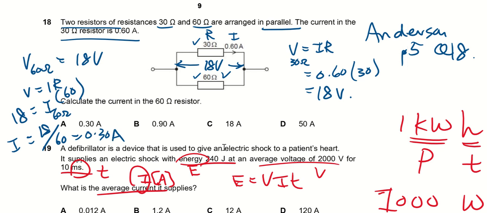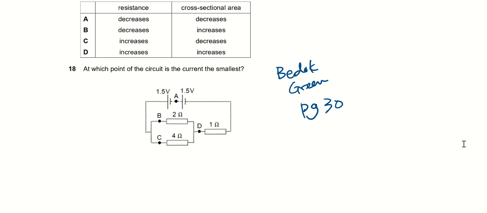So the answer is 0.30 ampere. So answer is A. Okay. We'll go to the next question, which is in Bedok Green. Okay, question 18. Bedok Green, page 30, question 18.